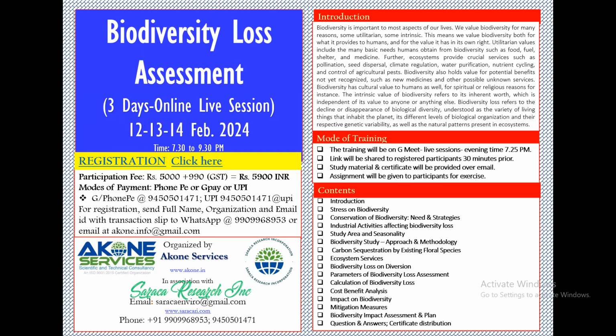How biodiversity is affected by industrial activities, the study area, seasonality of the study, and biodiversity study for different aspects like marine study, terrestrial study, and aquatic study. Then we will also deliver ecosystem services, diversity loss and diversion, and the parameters of biodiversity loss. We have to go for the calculations.